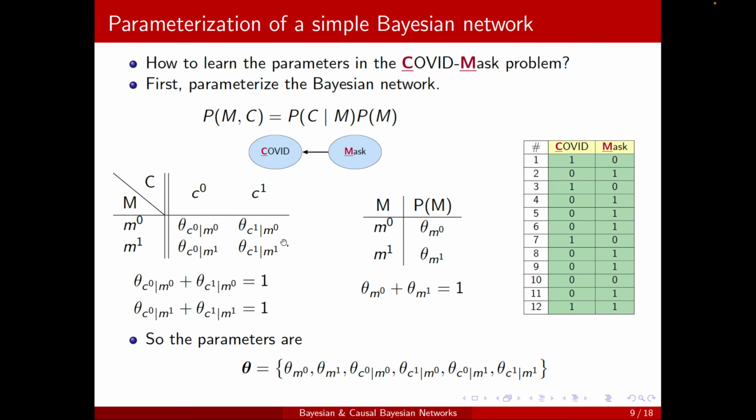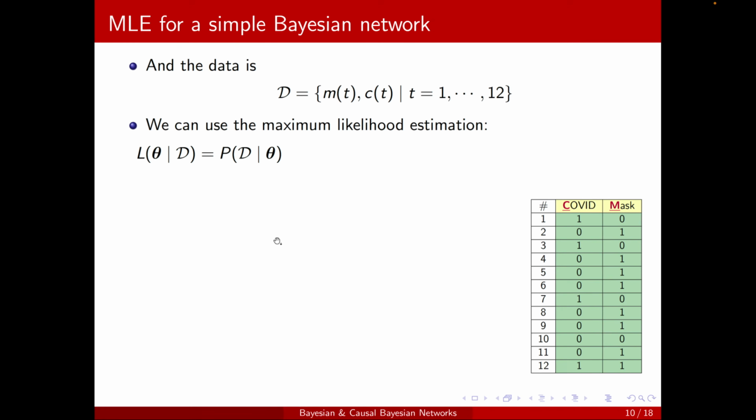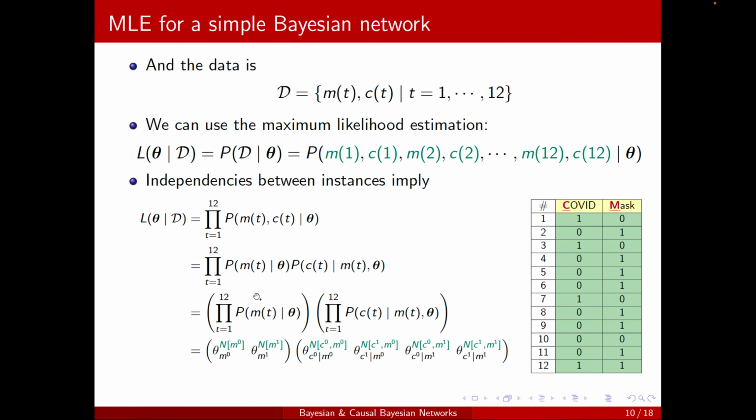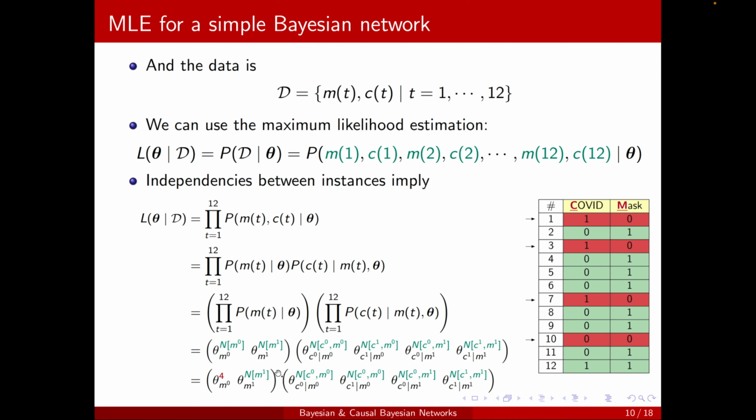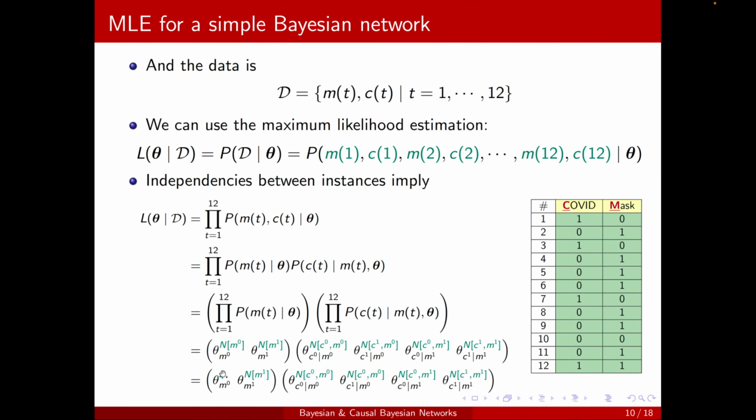theta C1 conditioned on M0. So if you think about it, it will just appear as theta C0 conditioned on M0 to the power of the number of times C0 and M0 appear together in this data set, and so on. Now in this particular case, I will have the number of times M0 appeared. It's 1, 2, 3, 4, so I just put 4 here. For M1, same story, I will have 8 times, they add up to 12, so I know this will be 8. And what about the N of C0 and M0?